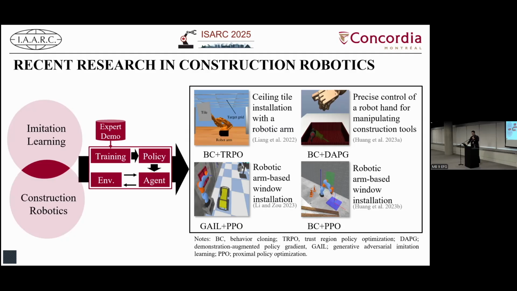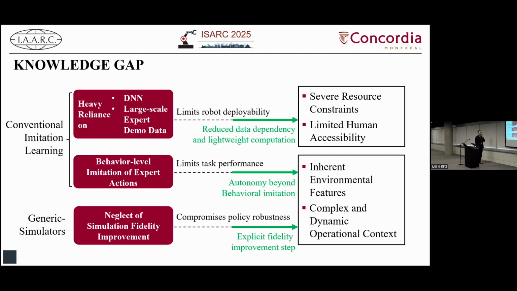So how do we mitigate these challenges? I'd like to focus on three main approaches. The first one is that we need to develop a new imitation learning approach that reduces data dependency and enables lightweight computation. And secondly, the new approach must be capable of imitating human decision-making, not just their actions.